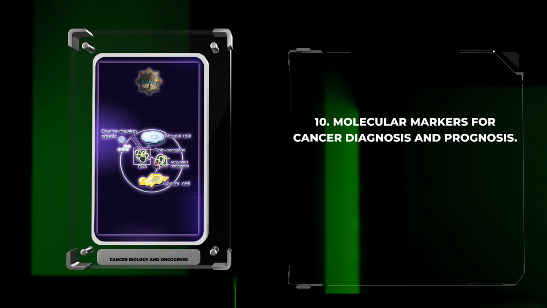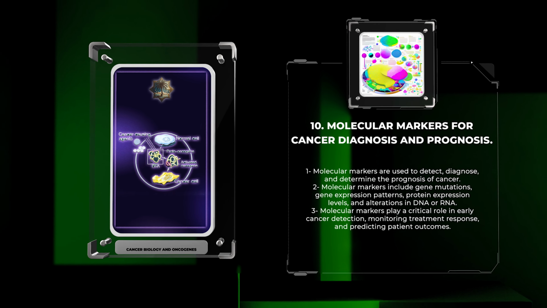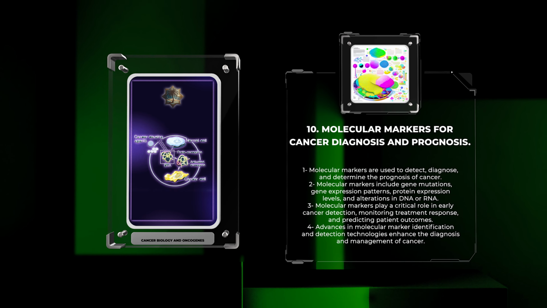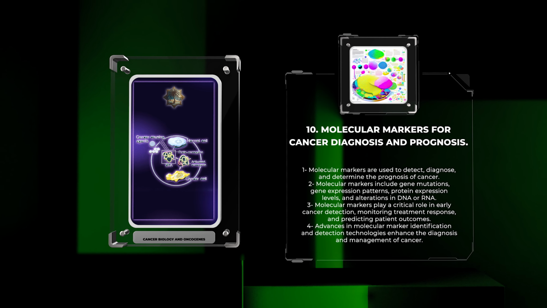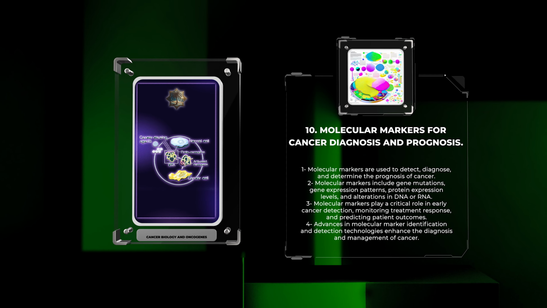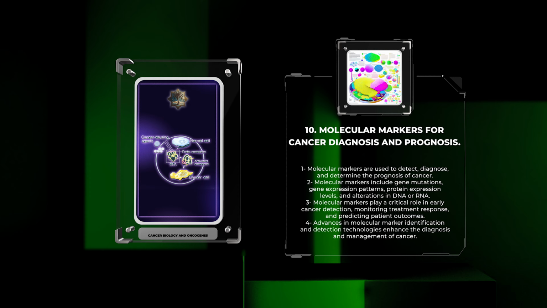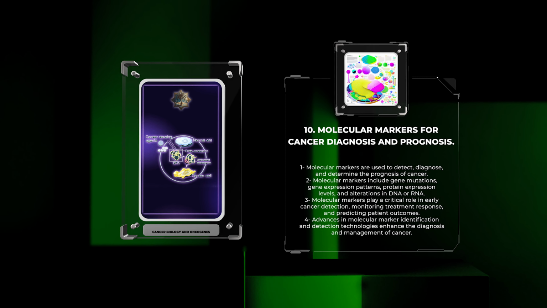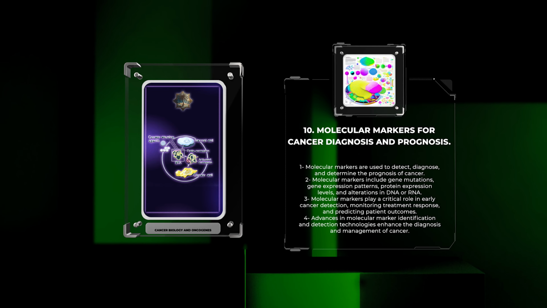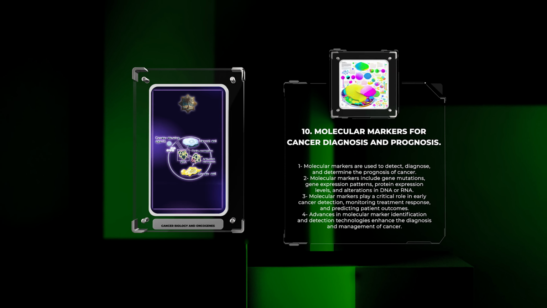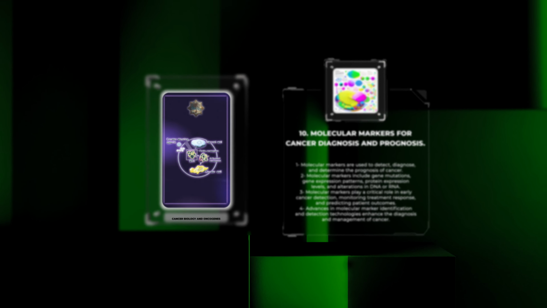Molecular markers are specific molecules or genetic alterations that can be used to detect, diagnose, and determine the prognosis of cancer. These markers can include specific gene mutations, gene expression patterns, protein expression levels, or alterations in DNA or RNA. Molecular markers play a critical role in early cancer detection, monitoring treatment response, and predicting patient outcomes. Advances in molecular marker identification and detection technologies have significantly enhanced our ability to diagnose and manage cancer more effectively.